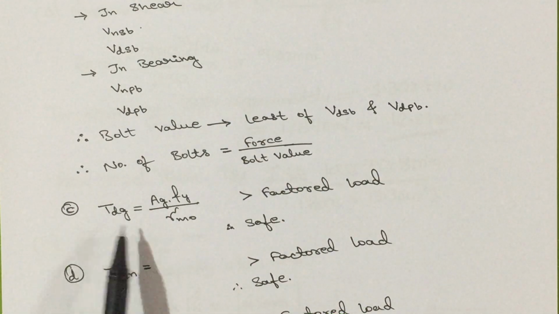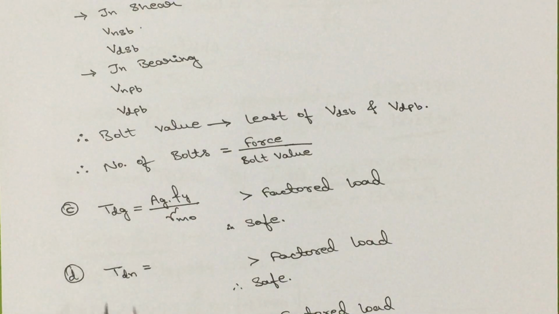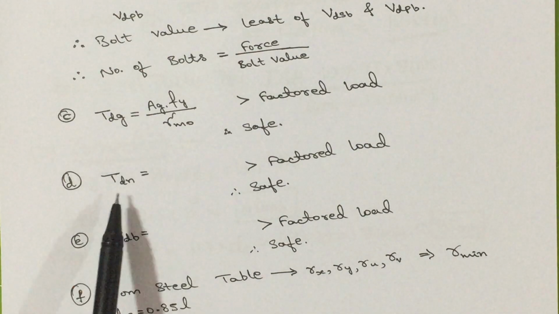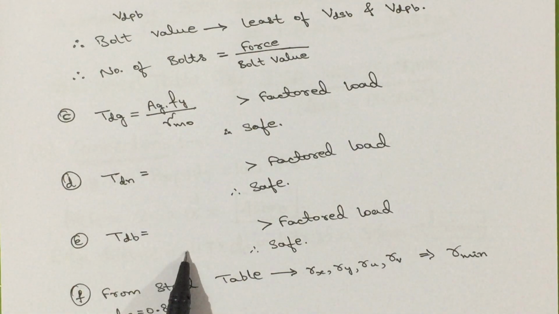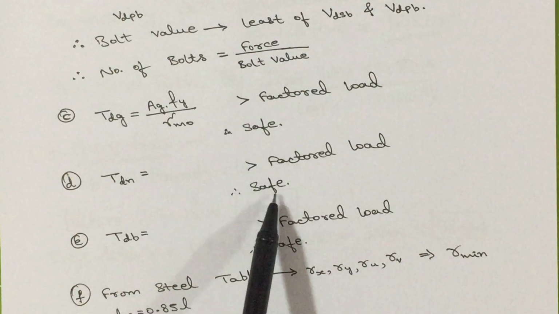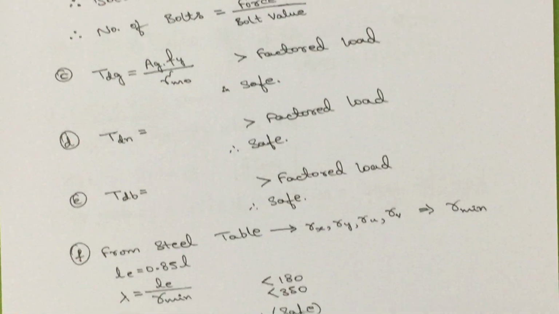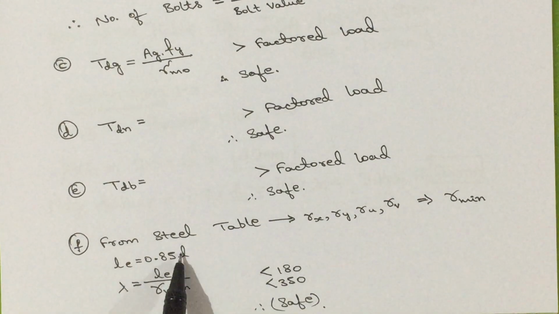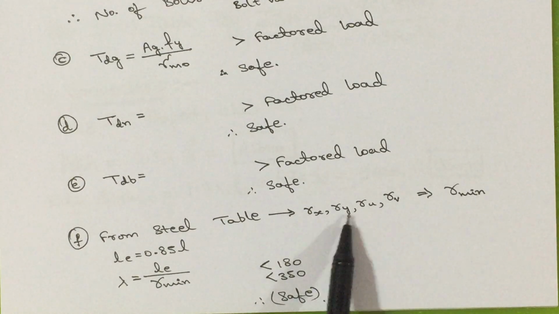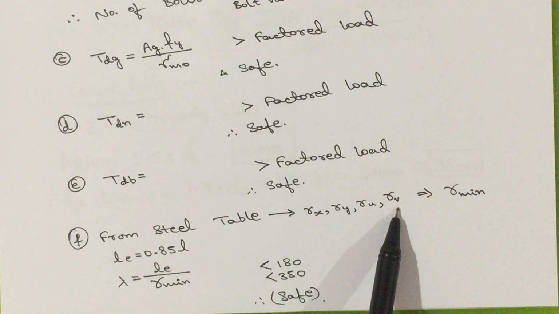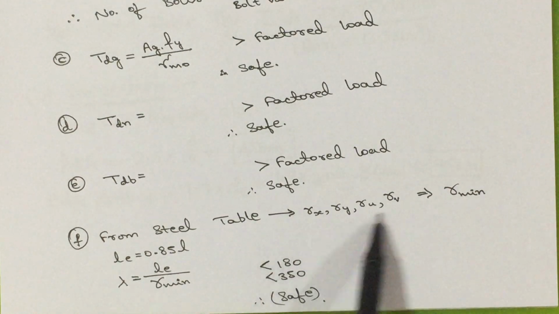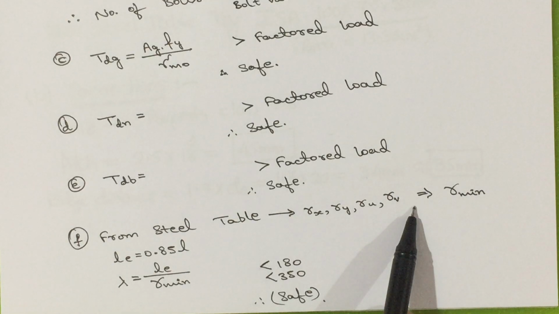Then third step, from third step onwards, we are going to calculate different tensile strength of the member, that is TDG, TDN and TDB. Calculate, and these three things should be more than the factored load, then only our design is safe. Then last step, from the steel table, we are going to note down Rx, Ry, Ru and Rv for the selected section. Nothing but we are not going to calculate, we just note these values from the steel table for the selected section.